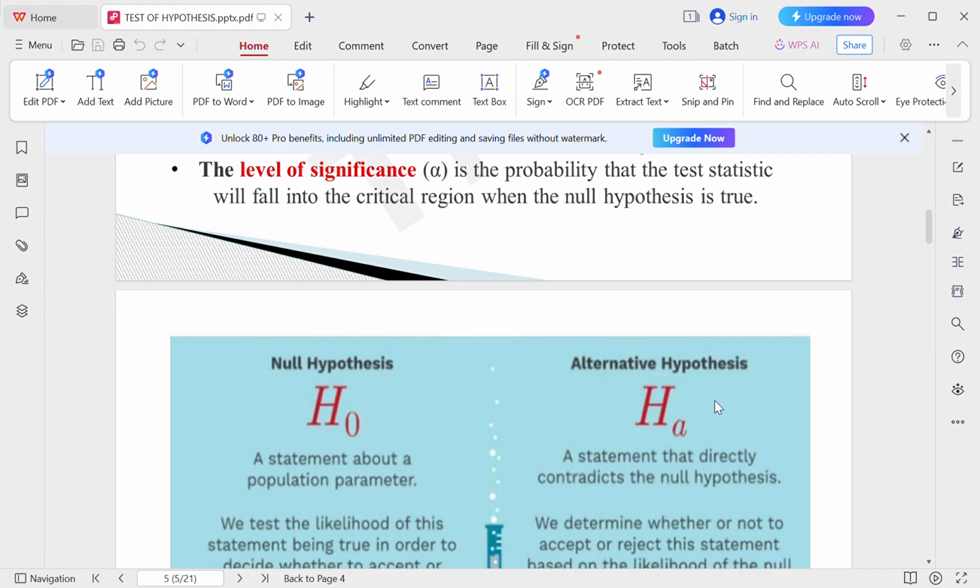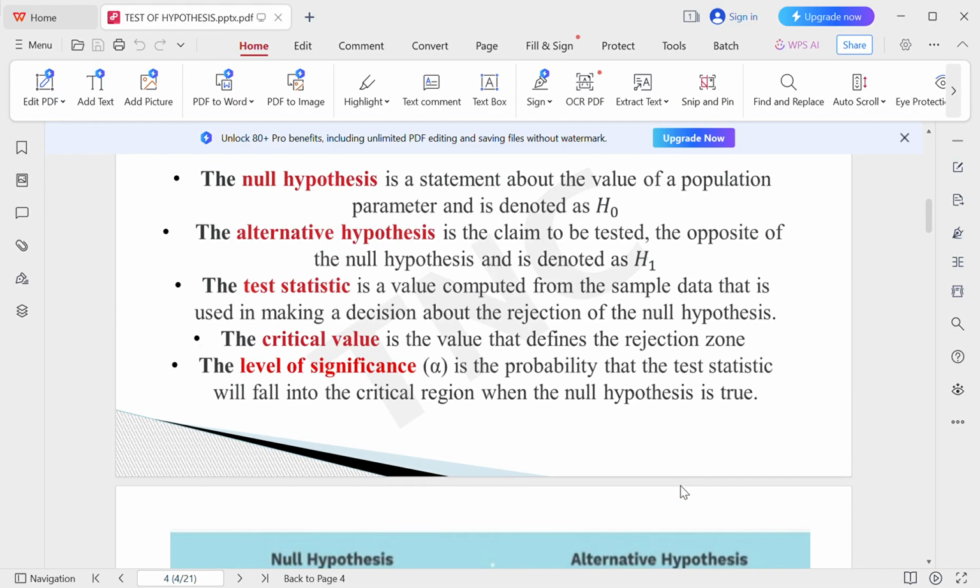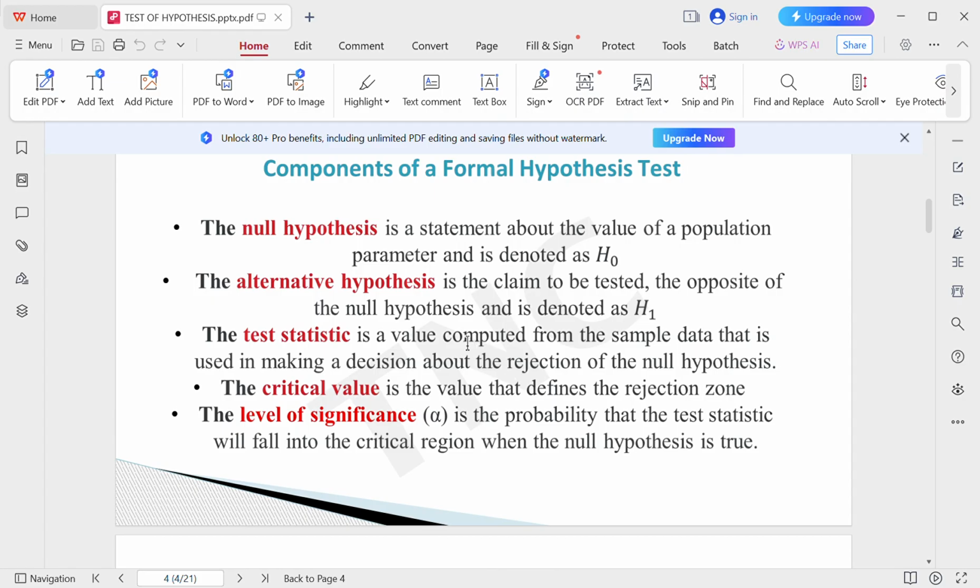Alternative hypothesis means a statement that directly contradicts the null hypothesis. Test statistic is the value calculated from the sample data. The sample is drawn from the population, and the sample data is used in making a decision about the rejection of null hypothesis. Critical value is the value that defines the rejection zone. Level of significance is denoted by alpha. It is the probability that the test statistic will fall into the critical region when the null hypothesis is true.